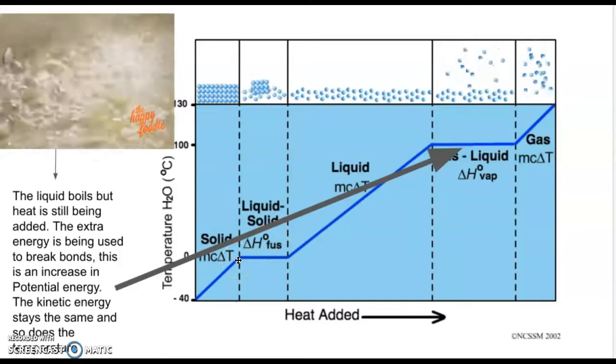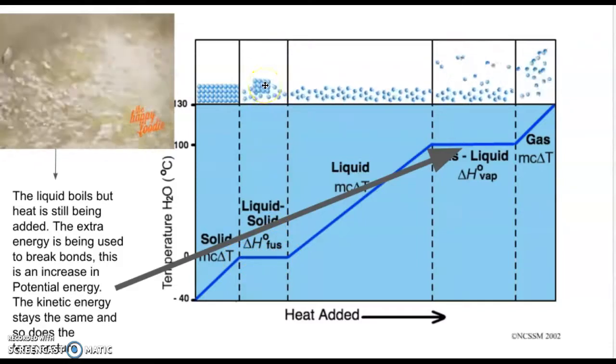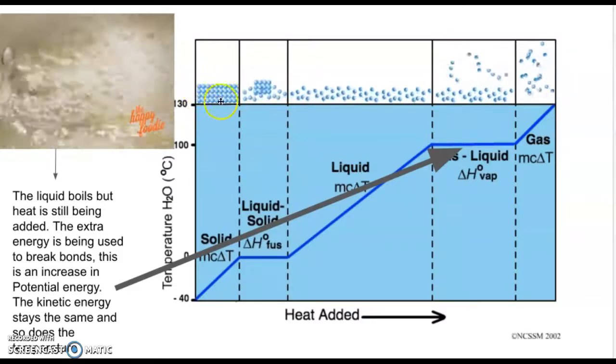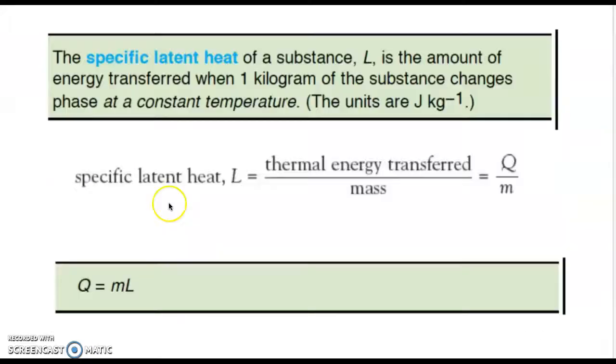Because there's no kinetic energy change. It's just the Q is being used to build bonds, and then you end up with that solid formation where it can begin to cool down again. I hope that made sense.